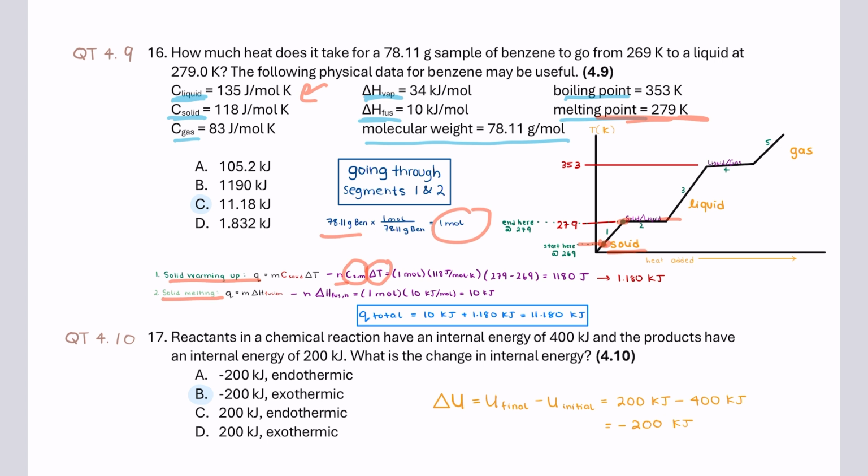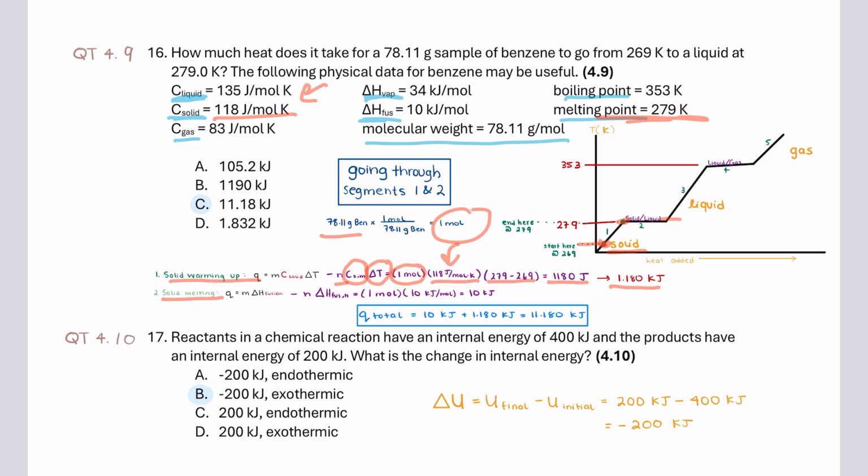Let's begin to plug things into our first equation. We have 1 mole. This is multiplied by the specific molar heat capacity of solid benzene, which is 118 joules per mole per Kelvin. And then we do the temperature difference. Final temperature minus initial temperature, 279 minus 269. When we multiply this out, we get 1,180 joules or 1.18 kilojoules.